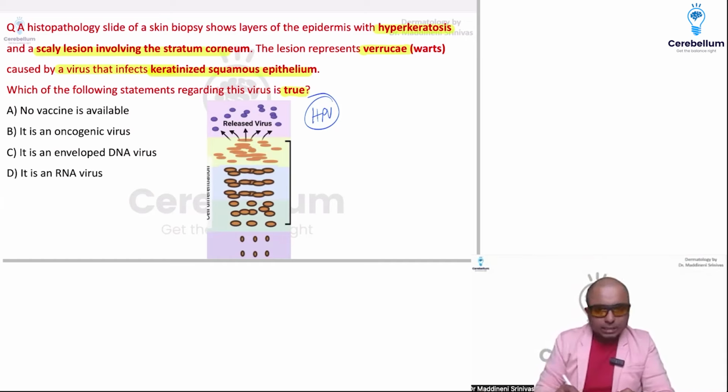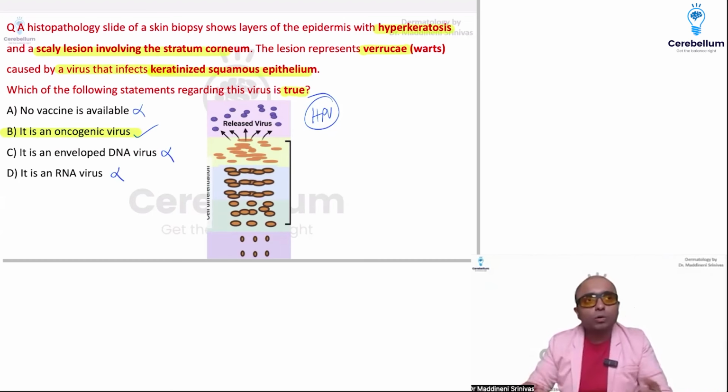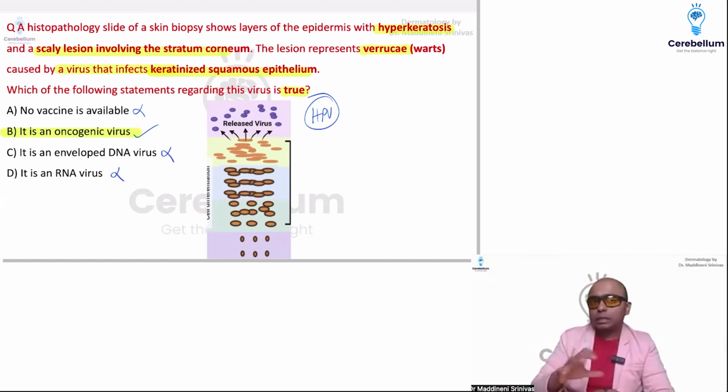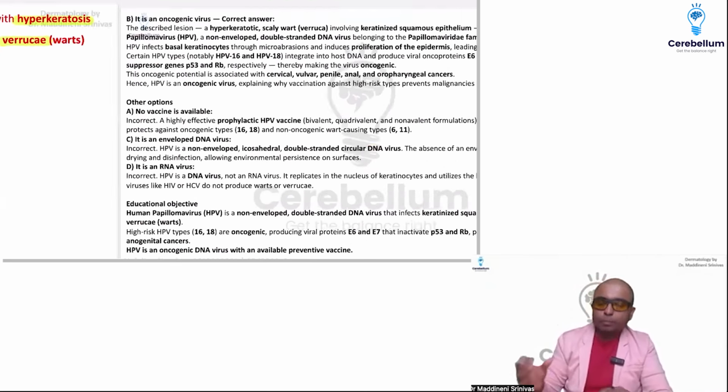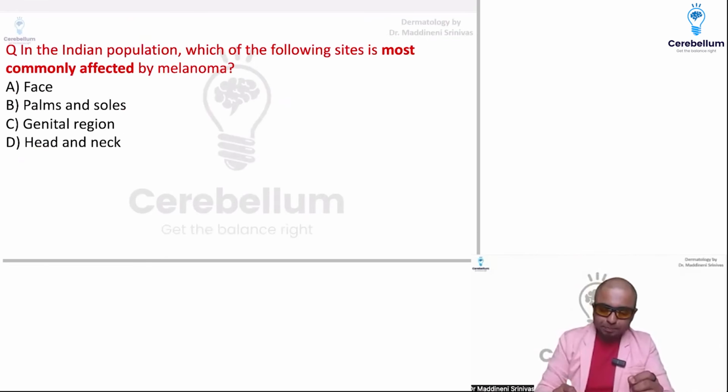Option A says no vaccine is available, but a vaccine is available, so this is wrong. It is an oncogenic virus. Yes, this statement is true. And it is a non-enveloped DNA virus. So this is a wrong statement. It is a DNA virus, right? This is wrong. So the answer here is going to be that it's an oncogenic virus. In this question, if you have any doubts, you can put your queries in the comments.